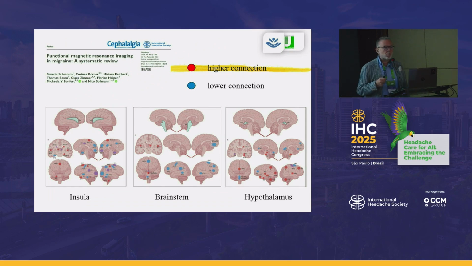This is an earlier review about functional magnetic resonance. fMRI has provided information about the connectivity of the different brain areas, and you see in this systematic review the connectivity was found increased or decreased in patients with migraine in several brain areas, including the insula, which is a well-known hub for pain processing, and in the brainstem and hypothalamus, whose importance in migraine pathophysiology is well known.